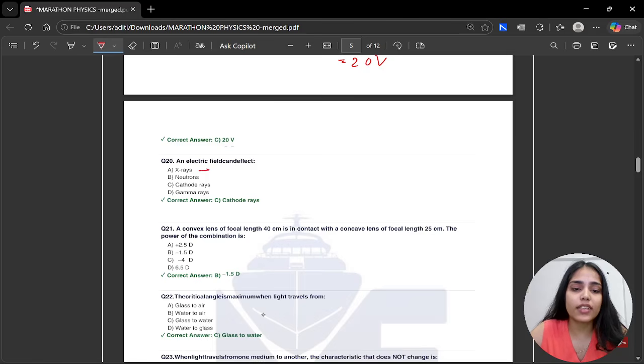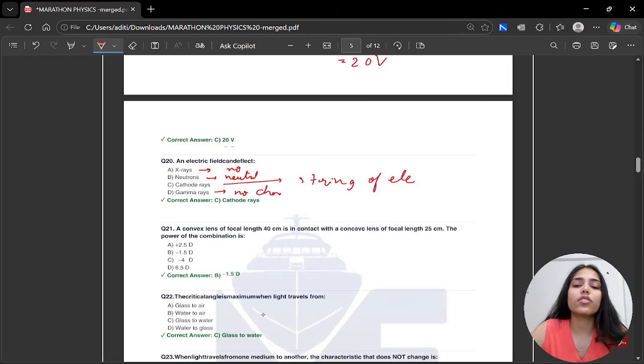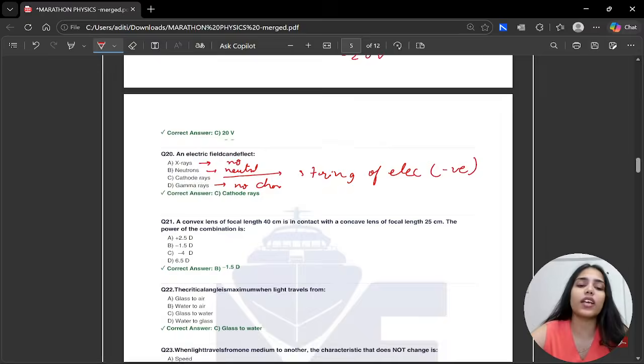Now, an electric field can affect what? First, X-rays have no charge, so it cannot affect them. Neutrons are neutral already, no charge. Gamma rays also have no charge. So what are we left with? Cathode ray. Cathode ray is a stream of electrons. Okay. So these are negatively charged. Only charged particles can be affected by an electric field, right? So our option is cathode ray.